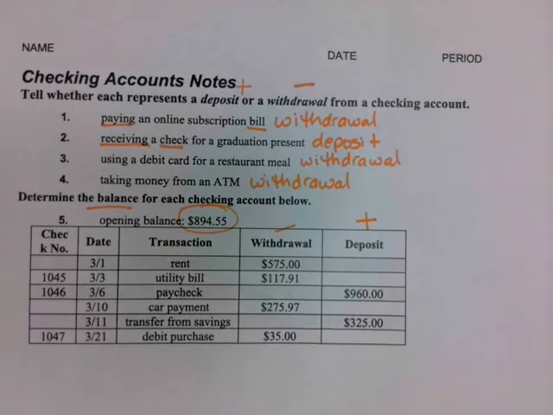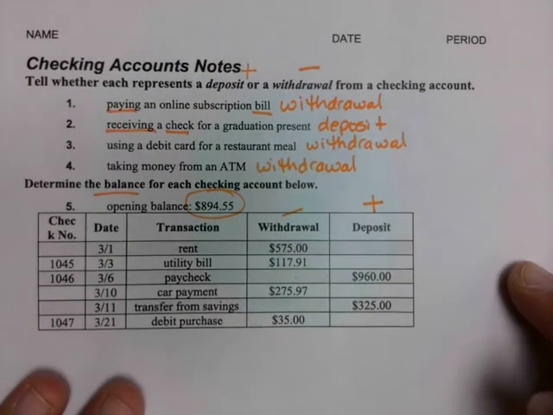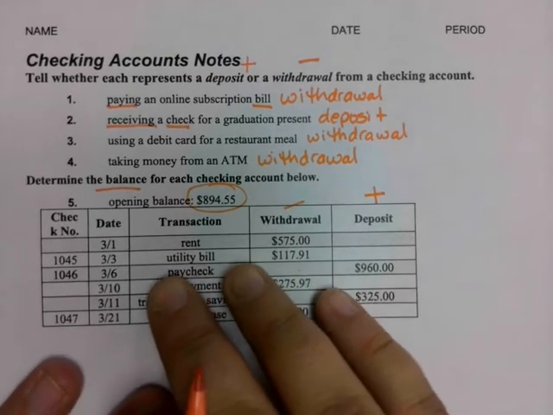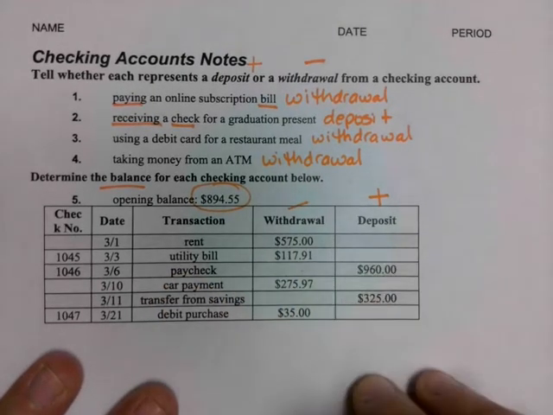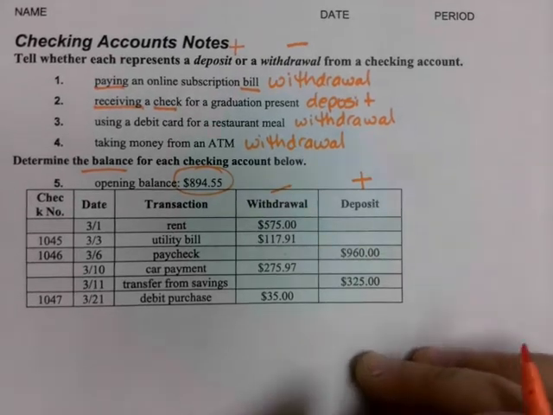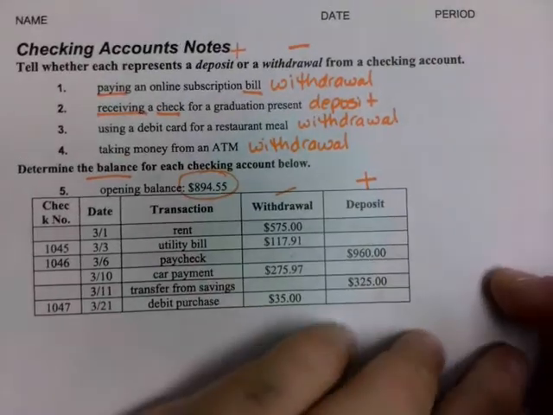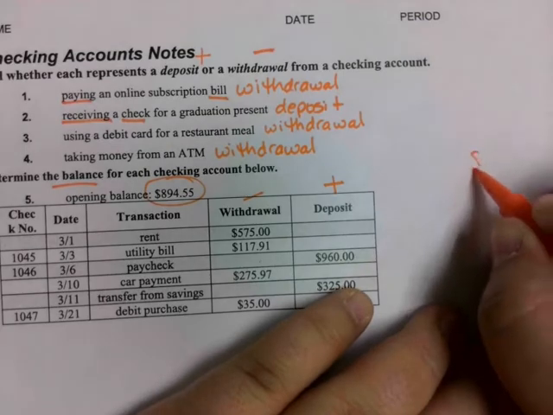Light turned off. So now all we want to do is figure out how much this person has at the end of the month after all of these withdrawals and all these deposits. Okay, so what we're going to do is begin with the balance of $894.55.